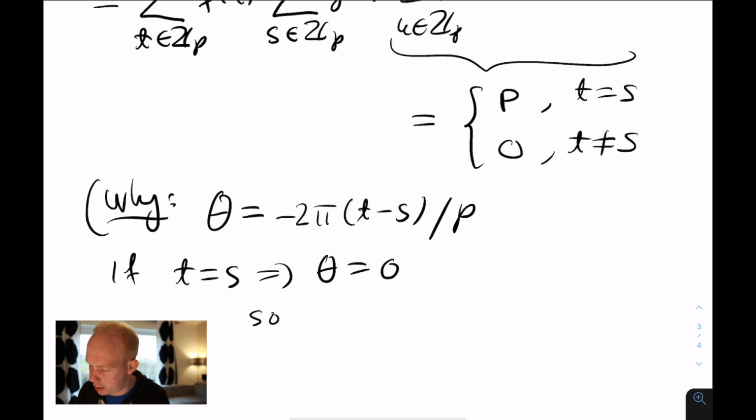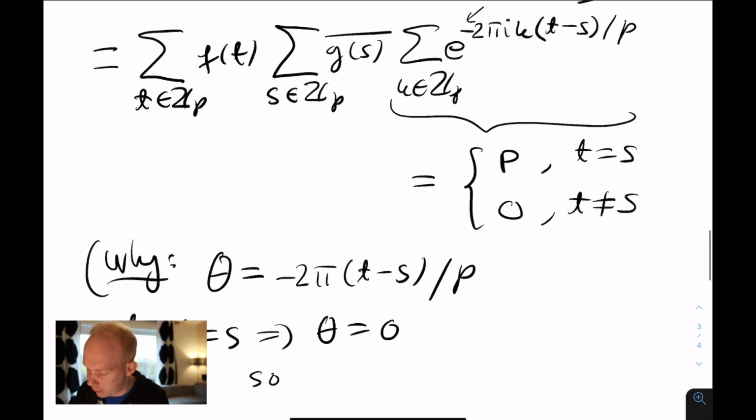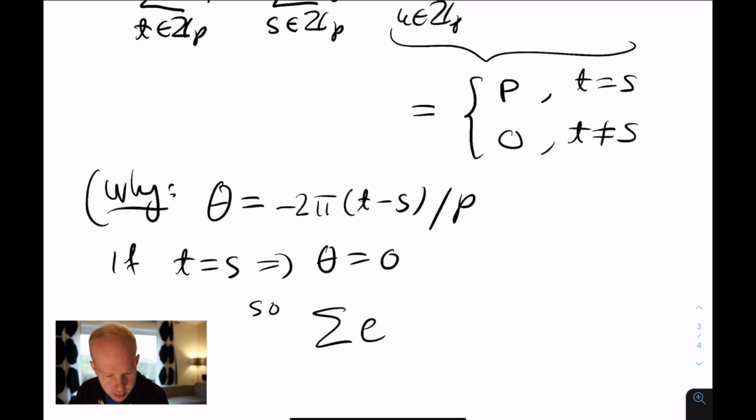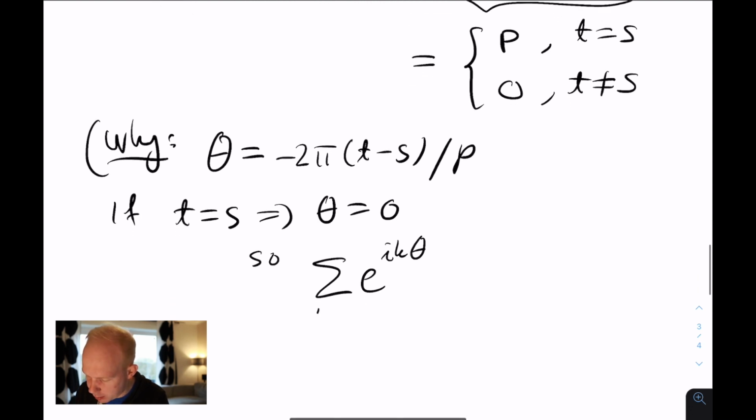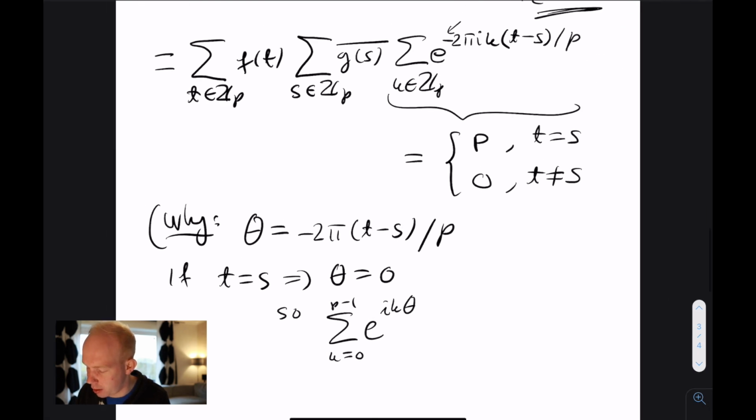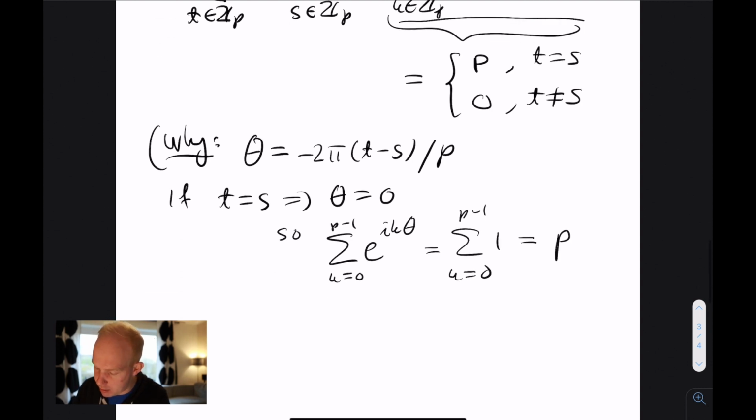So if you take this e to the power i k theta, k from 0 to p minus 1, that's the summation we are considering here. This sum is just summing ones, because now it's just p minus 1 terms of 1, so this is just equal to p. And if we have that t is not equal to s, then that implies theta is not equal to 0.